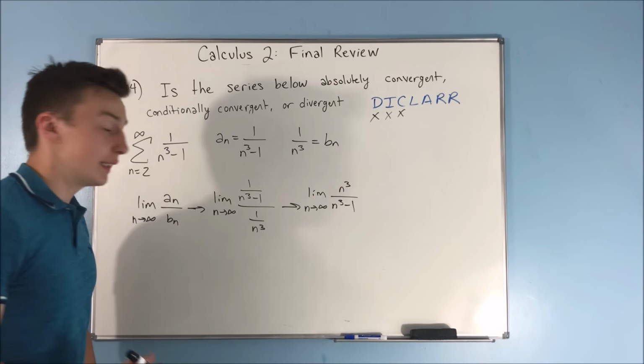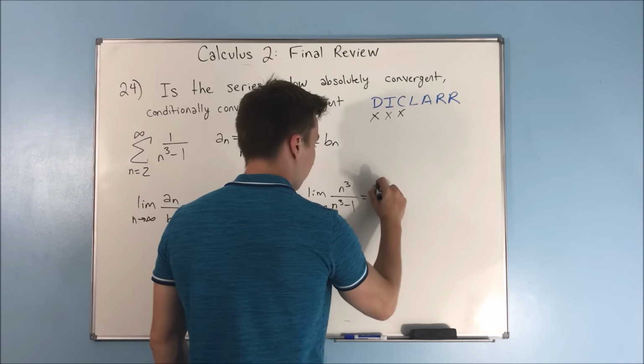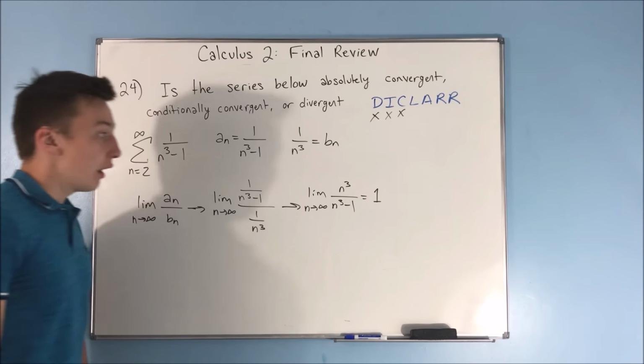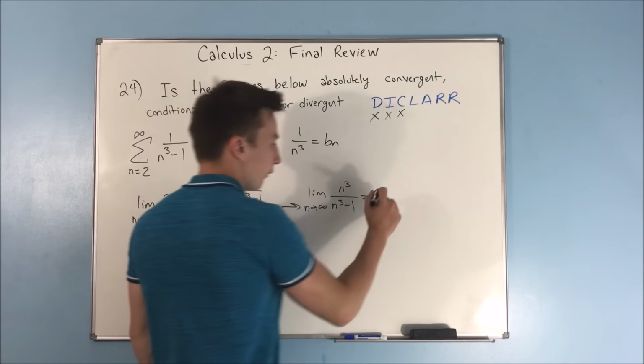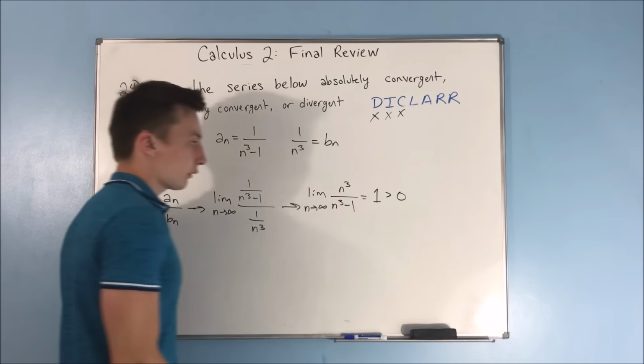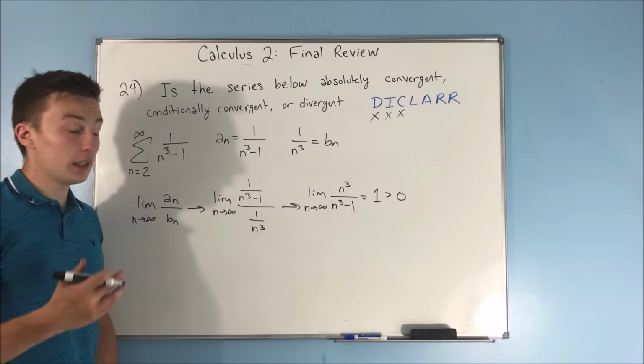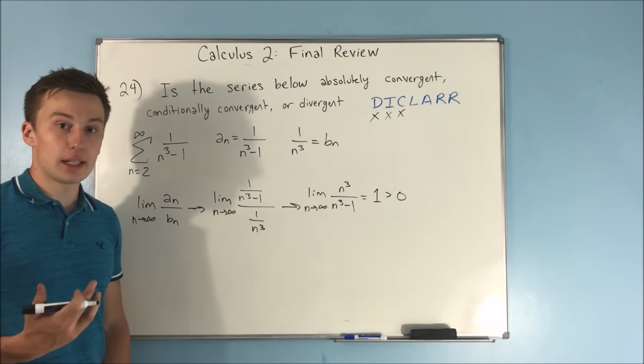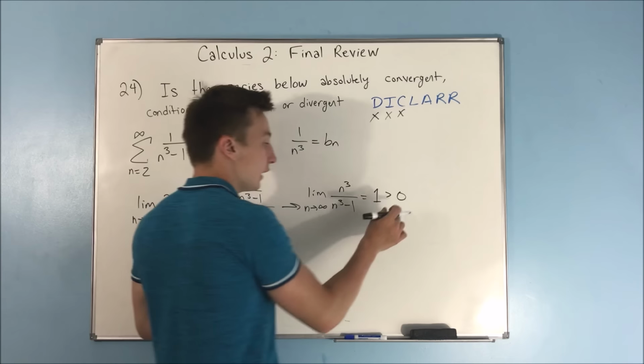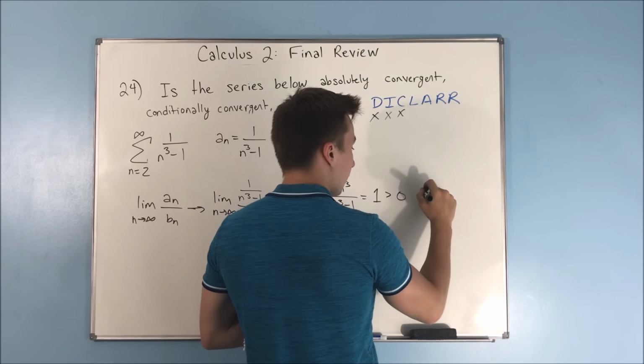And of course, you can see that this limit is going to equal 1. Okay, the limit's going to equal 1. 1 is greater than 0, which is one of the conditions of the limit comparison test. Okay, it needs to be greater than 0, and it needs to be finite.